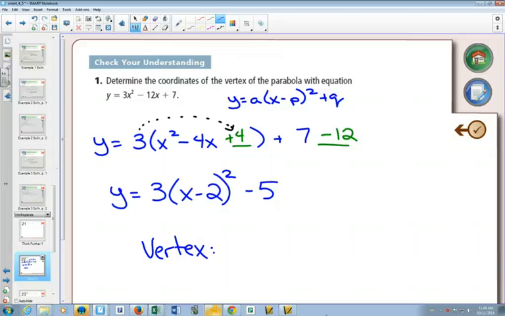and what will our vertex be? 2 and minus 5. This one here? This 2, that minus 2 will always be half of that middle number. Right? And we went from here to here by taking this number, dividing by 2, then squaring that, right?